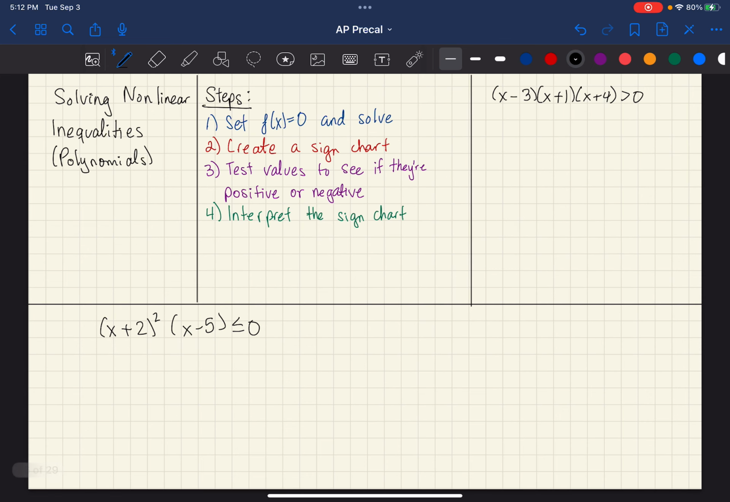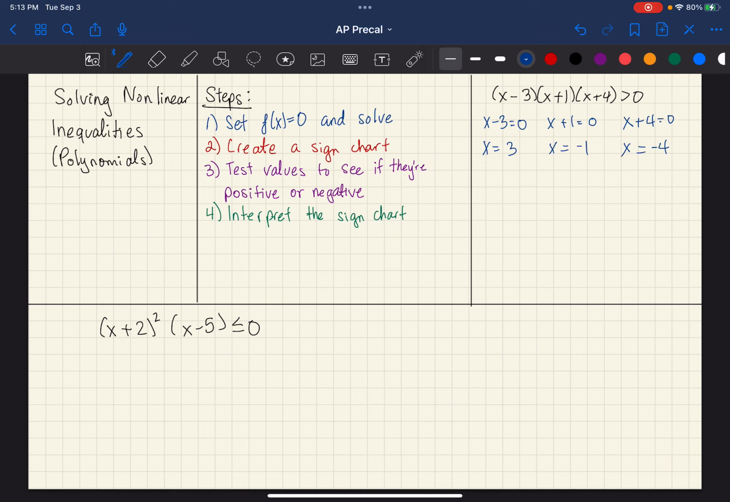Now we're going to solve nonlinear inequalities. Well, here we have a bunch of steps ready to go. So let's go ahead and do this example. So the first part says set f of x equal to 0 and solve. Now, if you have this in an unfactored version, you would have to factor it out. But it's already factored for me, so I can just say x minus 3 equals 0, x plus 1 equals 0, and x plus 4 equals 0, which gives me x is equal to 3, to negative 1, and to negative 4.